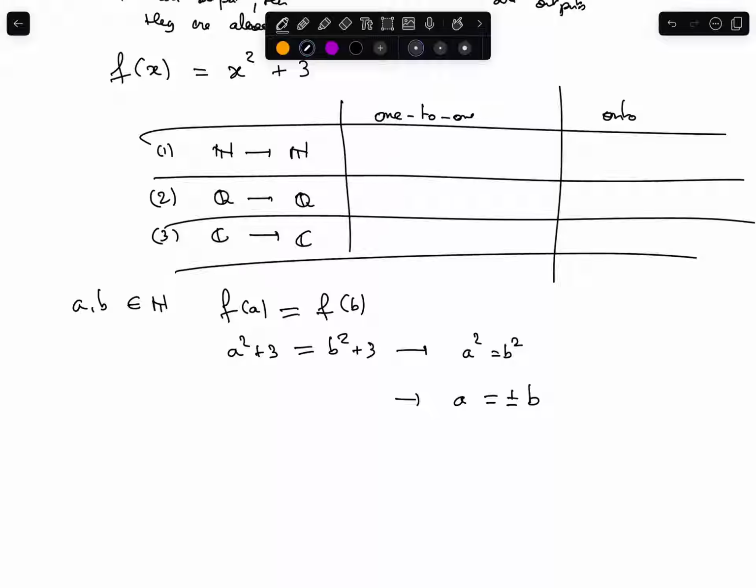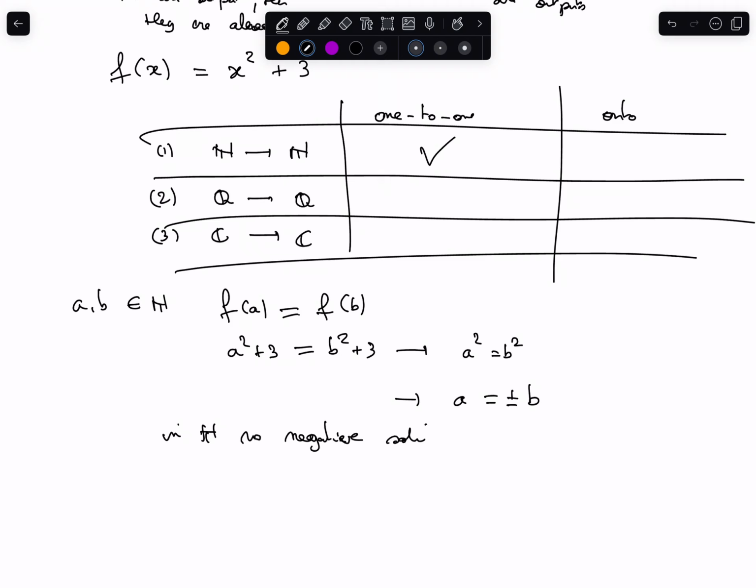So it seems that if you took two inputs that have the same output, they still could be different, one positive and one negative. But then we think about the natural numbers and say, wait, there are no negative natural numbers. So on the natural numbers, since there are no negative numbers, there's only one possible input, the positive one, and a and b must therefore be equal. So here we get yes, that's one-to-one. But let's go through the list of the others. This is in the natural numbers, no negative solutions.